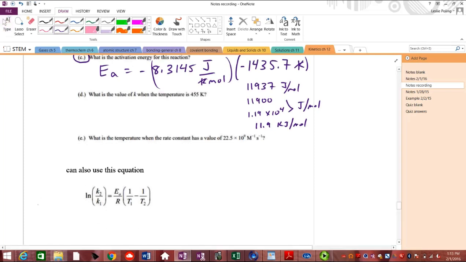And right here, this is the equation that we were looking at. This is our Arrhenius equation, which looks like our Clausius-Clapeyron equation.